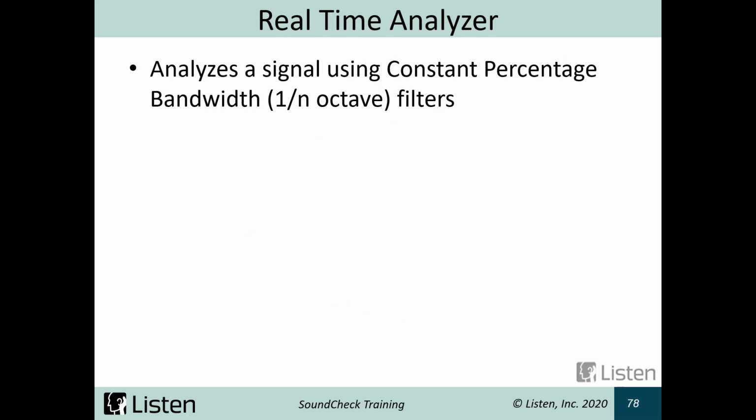So instead of an FFT, you could use RTA. RTA is a real-time analyzer, and it analyzes a signal using constant percentage bandwidth. So it has to be 1/n octave filters. Where we could define an FFT in 5 Hz resolution, I would need to define an RTA in 1/3 octave, 6th octave, etc. It's always constant percentage bandwidth.